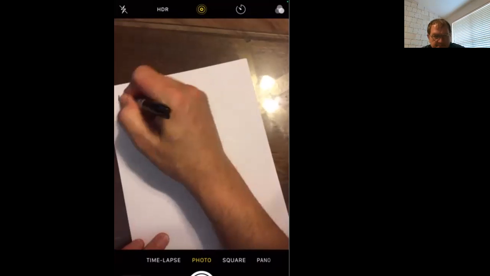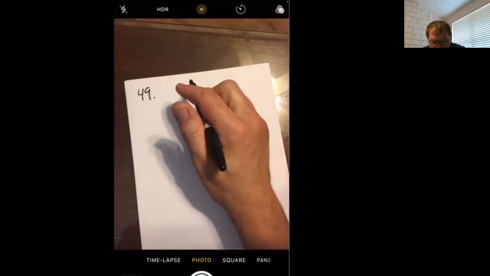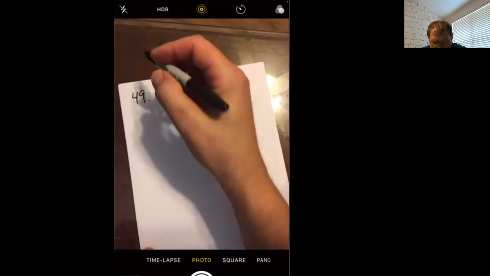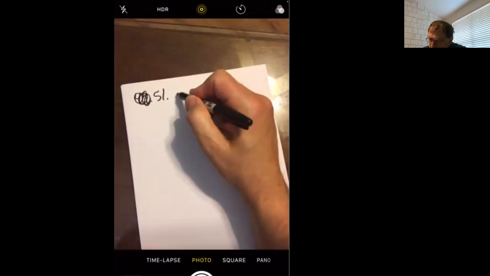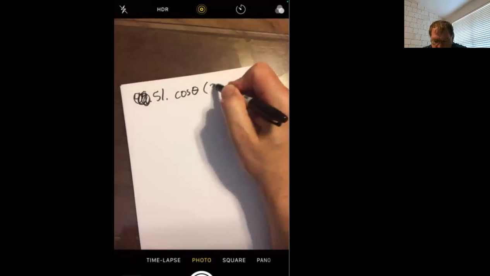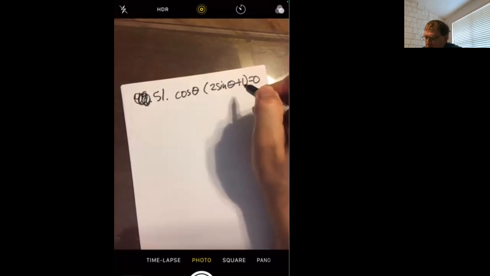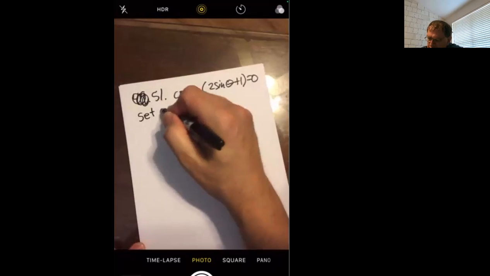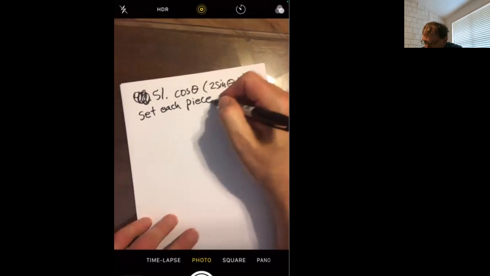49. I may have done 49. I think I remember 49. Let's do 51. Cosine of theta, sine theta, add 1 equals 0. So they factored it for you. It's just a matter of set each piece to 0. Set each piece, I guess the more technical name is factor, to 0.